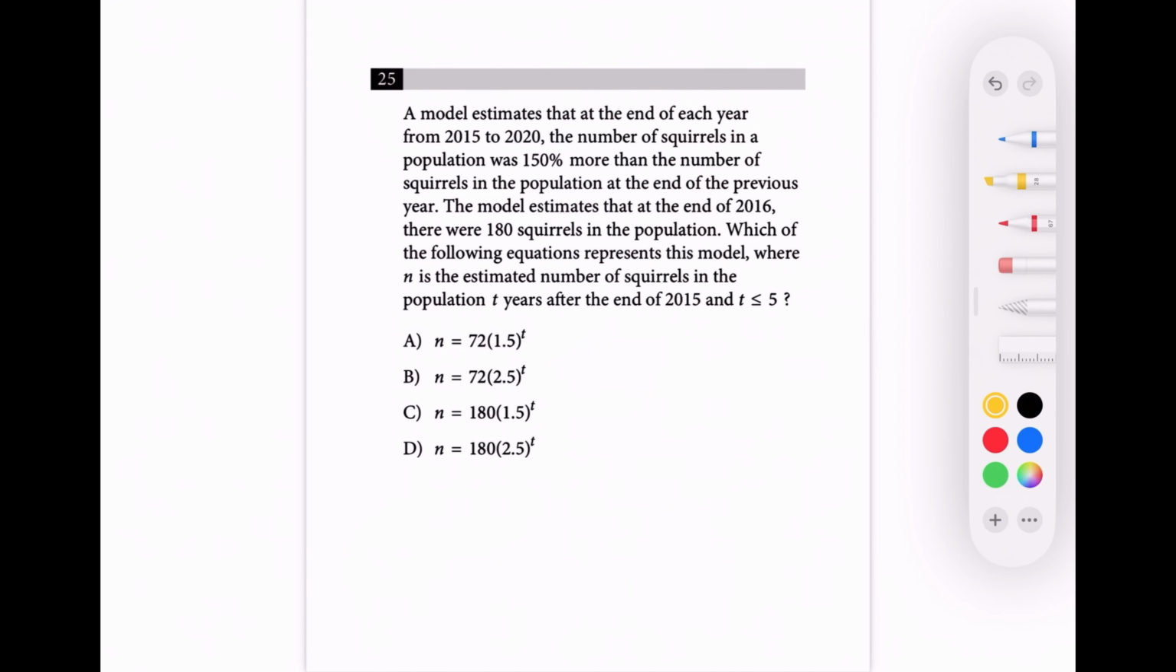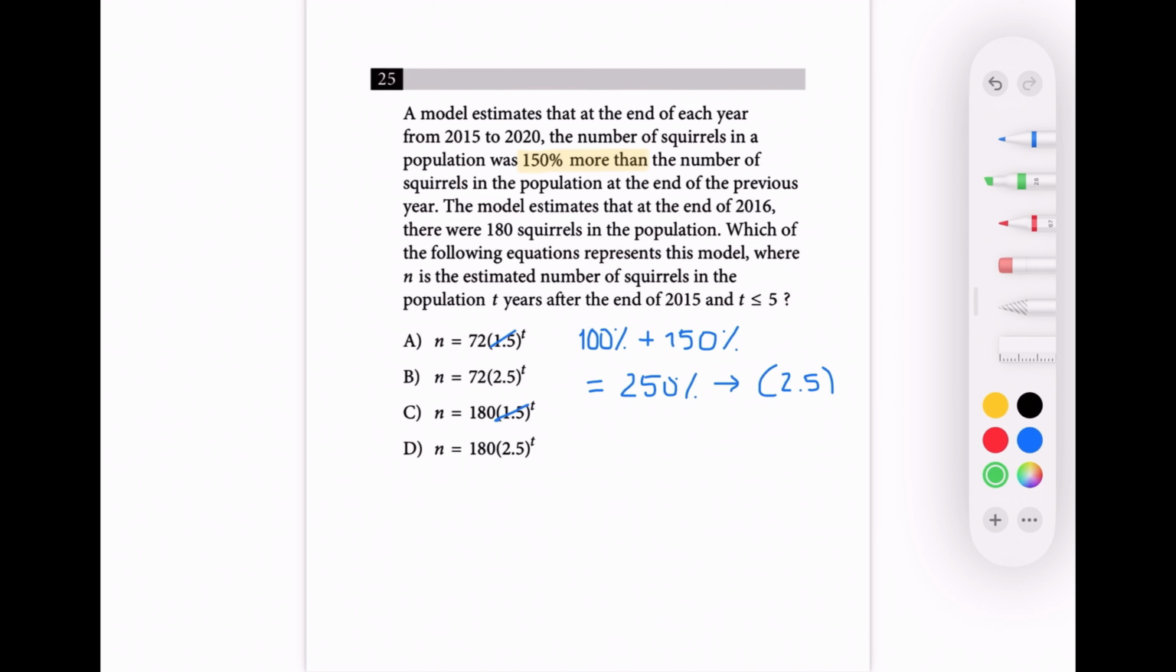The model estimates that at the end of each year from 2015 to 2020, the number of squirrels in a population was 150% more than the previous year. Here, the 150% more than is tricky because that means that the prior year there was 100%, and the year after there was another 150%, which means the rate was really 250%. And as a decimal, that's 2.5. So we can go ahead and eliminate the two options that are wrong.